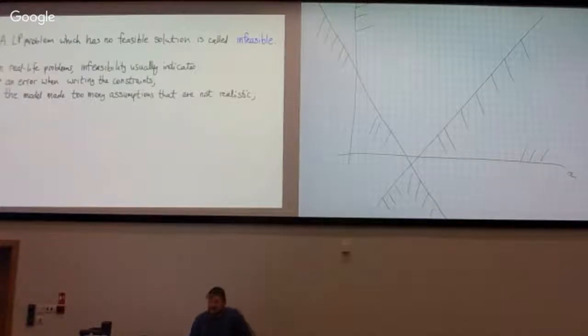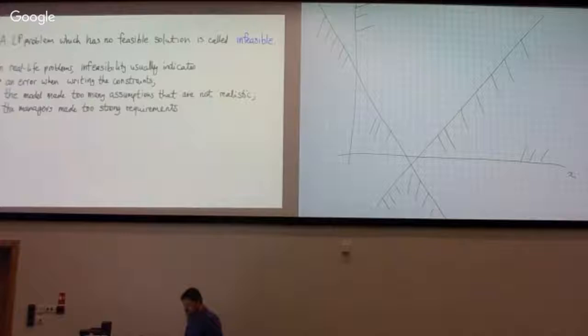Okay, so what was I going to say? The managers made too strong requirements. So in that case, you can go back to the managers and say, well, what you want is not possible. And I have a mathematical proof that it's not possible. So change your mind.